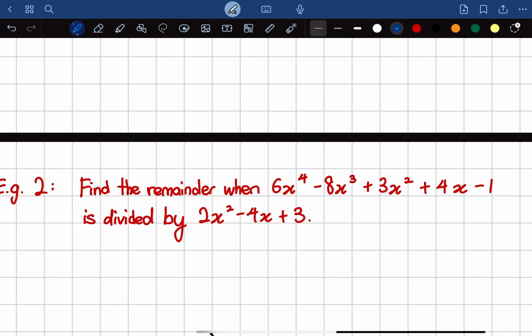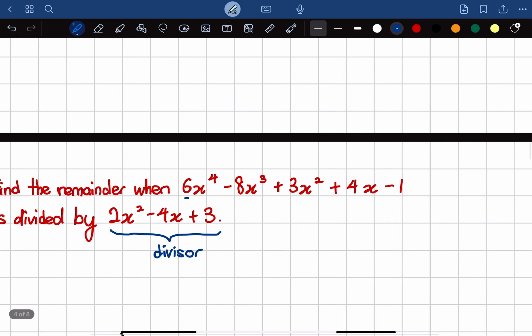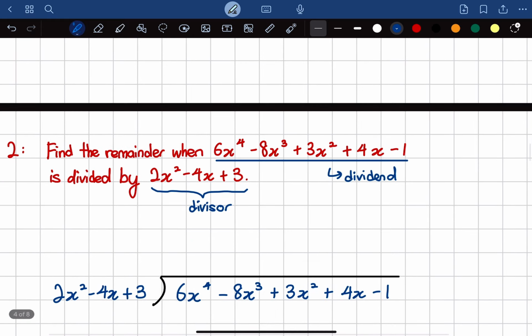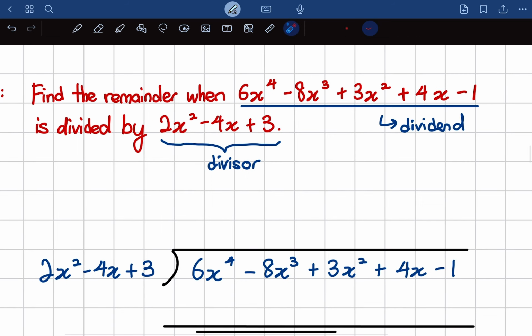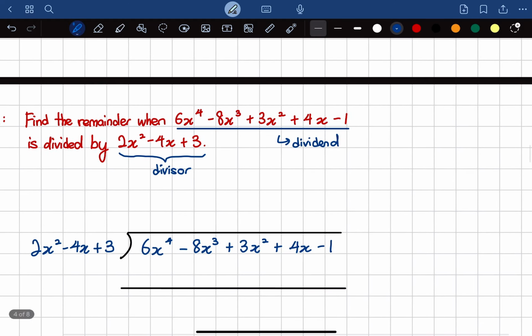It's important for us to know which is the dividend and which is the divisor. When I divide something by 2x squared minus 4x plus 3, this is the divisor, and this entire polynomial here is the dividend. So the first step when applying the division algorithm is to rewrite the divisor and dividend into this working. I'm dividing this dividend by this divisor. This is very similar to what you have learned in primary school.